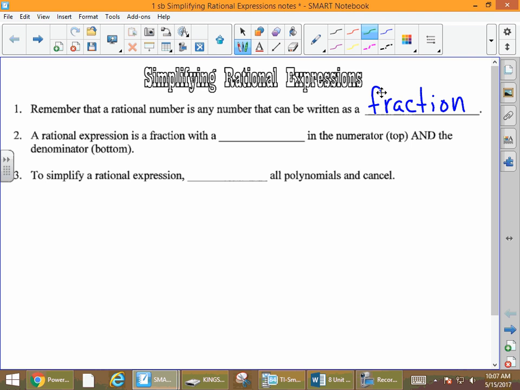So a rational expression is still going to be written as a fraction. But with a rational expression, there's a variable in the numerator, which is the top of the fraction, and there's a variable in the denominator, which is the bottom of the fraction. To simplify a rational expression, we need to factor as much as possible. Once we factor as much as possible, we'll look and see, does anything cancel out? Typically what I say with the canceling out is, do we have anything that's exactly the same on the top and the bottom?